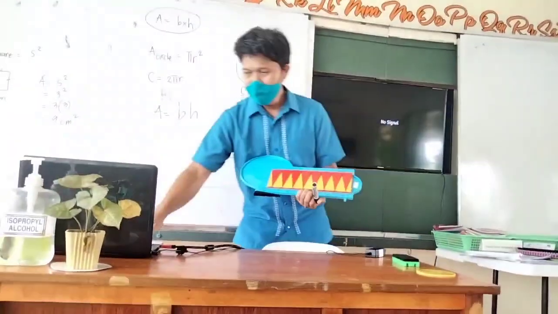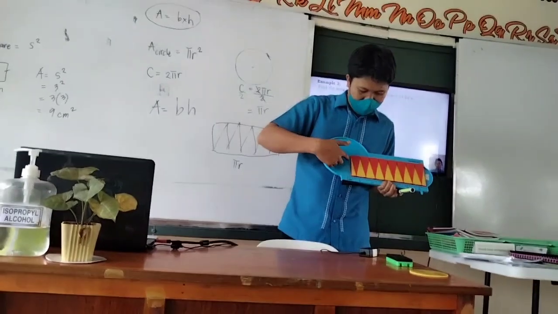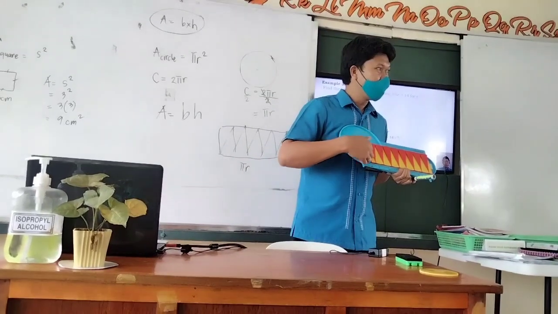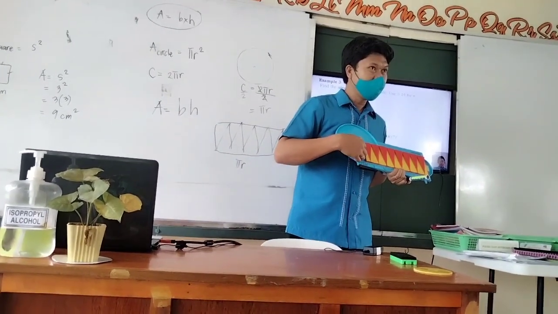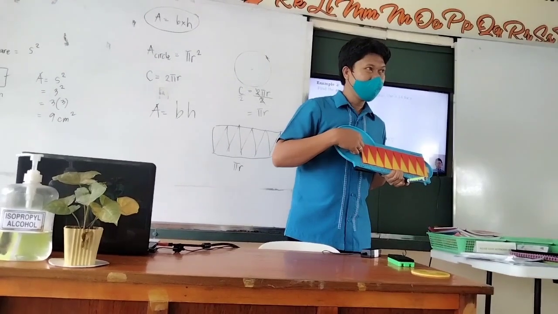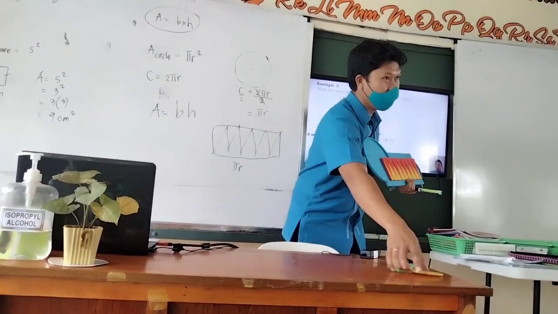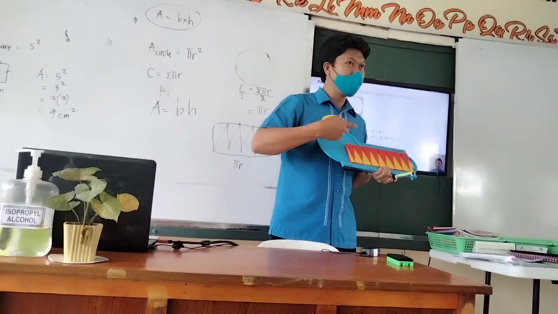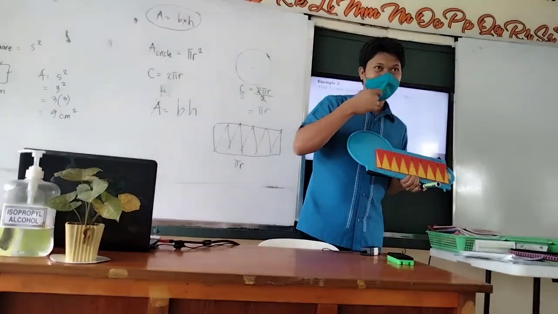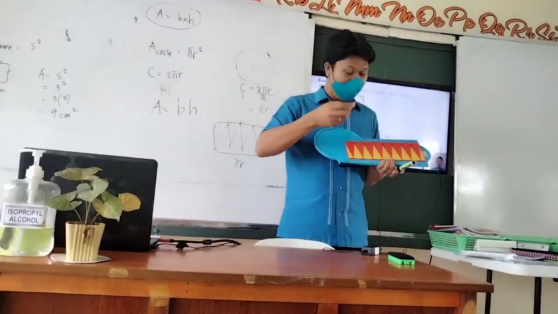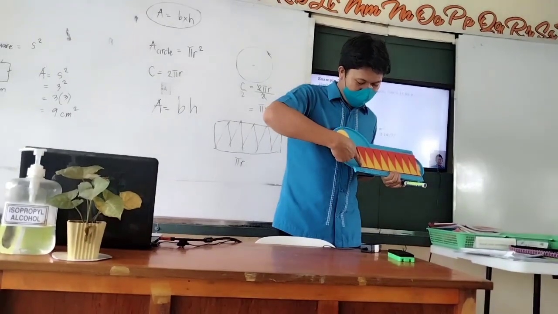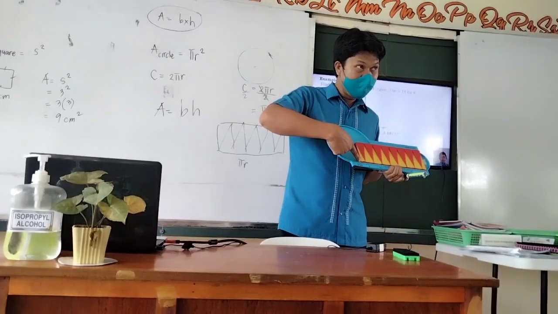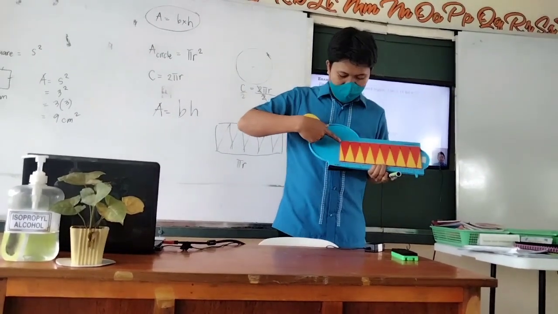Now, how about this part? What is the measurement of this? Before we divided it into sectors, what part of the circle is this? The radius. It is the radius, because it is the distance from the center of the circle up to a point on the circle.